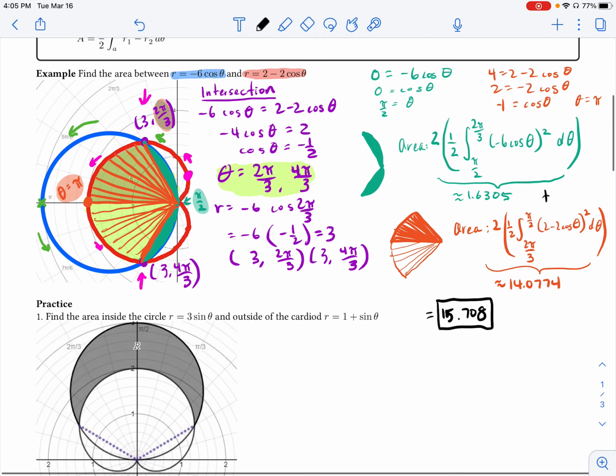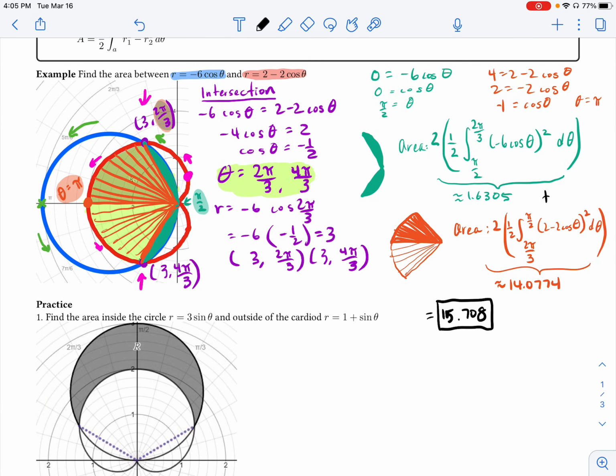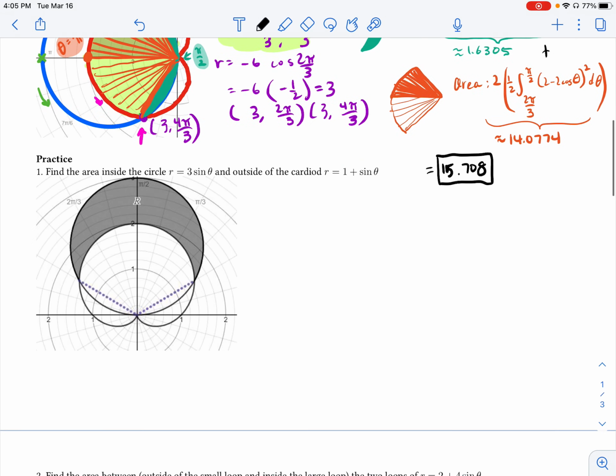Okay. So there wasn't necessarily a step-by-step approach to this, but it did start with us trying to find the intersection. And again, we're probably going to be spending most of our time really focusing on our limits of integration, finding out where we want to integrate from. Where do we start and where do we want to integrate to? Let's do one more example.